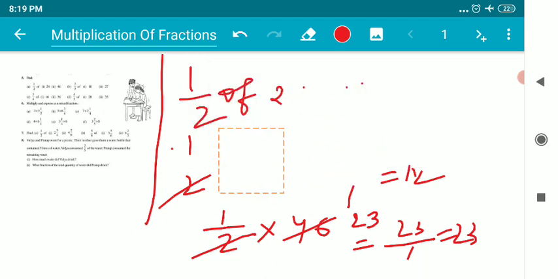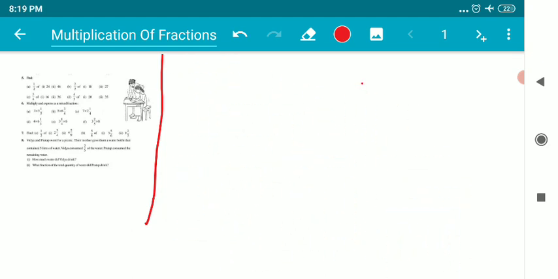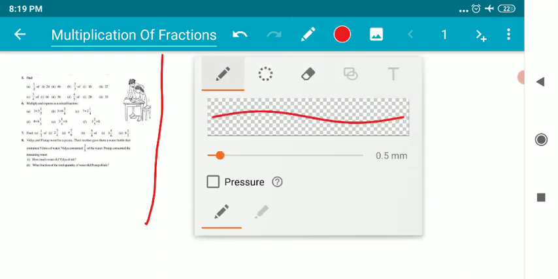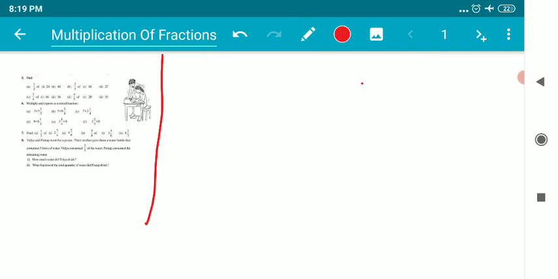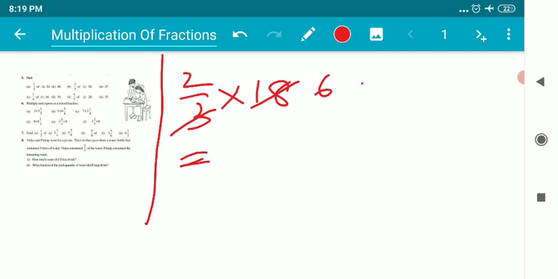Now, the question number 1 B is 2/3 of 18 and 27, means 2 by 3 into 18. We know it very well that the meaning of the word of is multiplication. So 3 6s are 18, means I'll write 6 2s are 12, because 6 is in the place of numerator and 2 is in the place of numerator. Numerator always gets multiplied. Answer will be 12.